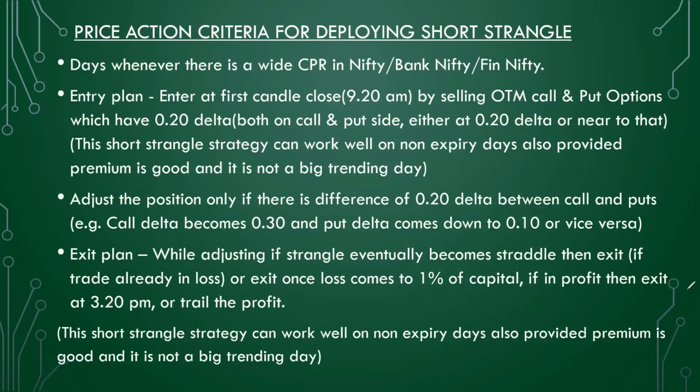Adjust the position only if there is a difference of 0.20 delta between call and put. So you do the adjustment only when the delta difference comes to 0.20. Okay, I'm going to explain all this on the whiteboard so that you understand better. That means the 0.20 call delta which you have chosen becomes 0.30, or the put delta which you have chosen at 0.20 becomes 0.10. Then what is the difference between both? The difference is 0.20, right? Then you have to start doing adjustment. Or vice versa: it becomes 0.30 and the other becomes 0.10. Then you have to do the adjustment because the difference is 0.20. Or it becomes 0.35 and this becomes 0.15. Okay, so that is how you do it when the difference between both comes to 0.20.